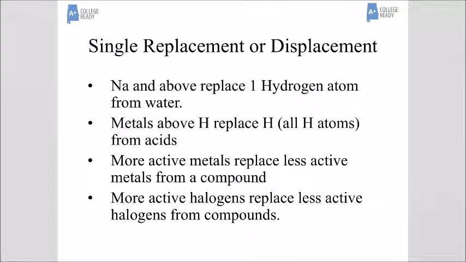So some rules. Sodium and above, we're talking about above on the activity series, will replace one hydrogen atom from water. For example, we might have sodium plus water.